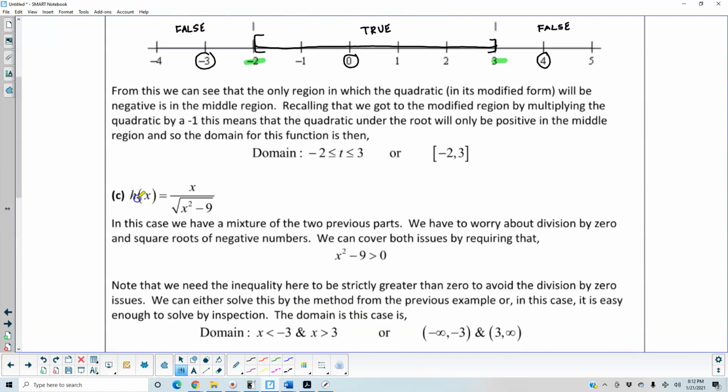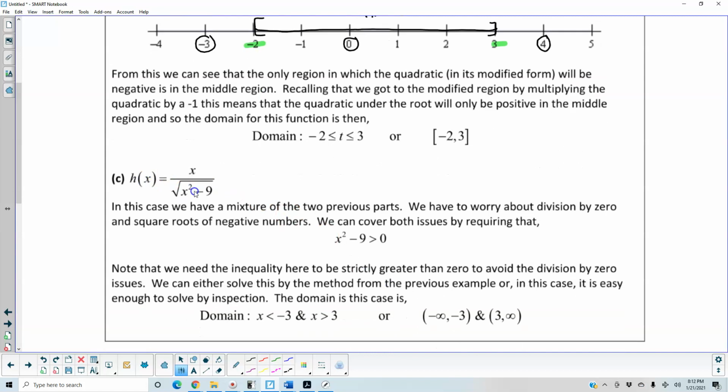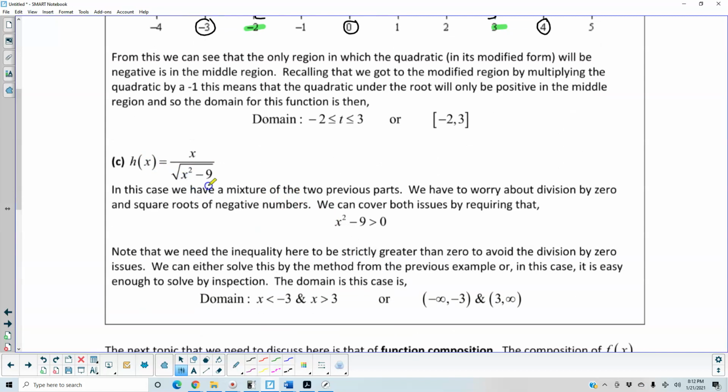Part C, we have h of x, which is equal to x over the square root of x squared minus 9. In this case, we have a mixture of the two previous parts. We have to worry about division by 0 and square roots of negative numbers. We can cover both issues by requiring that x squared minus 9 must be greater than 0. Note that we need the inequality here to be strictly greater than 0 to avoid the division by 0 issues.